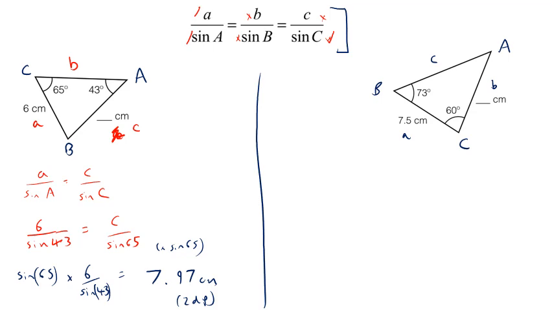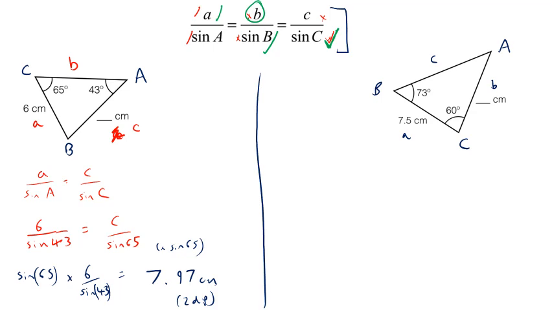Let's use a different colour pen to show you. I know sine C, because I've got C is 60. I don't know this side c. I know angle B, but I don't know side B, although I want to find side B. And then I know side A, but not angle A. So this is the problem, because I don't have a pair yet. I don't have A and A, or B and B, or C and C.